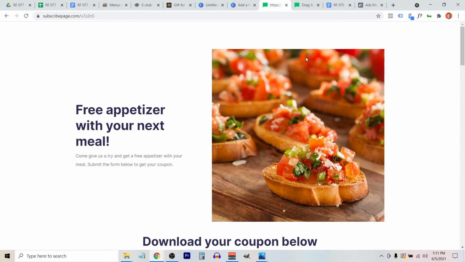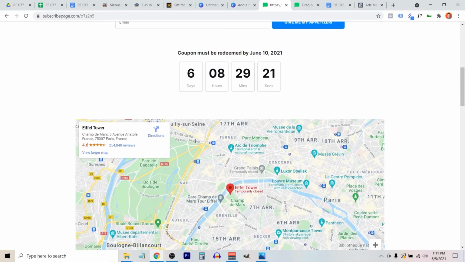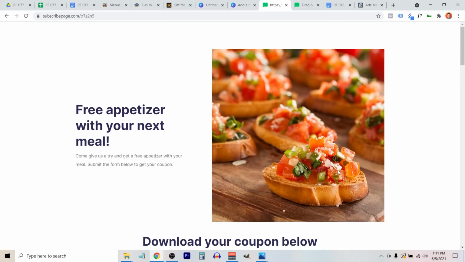Next, we need some kind of landing page. So I've gone ahead and used MailerLite. It's the email marketing tool that I use for my personal stuff. It's free. It has a landing page building tool that allows you to develop something that looks like this, which certainly would be more than good enough to acquire these leads. The first thing you see above the fold is a clear explanation of what the offer is. Free appetizer with your next meal.